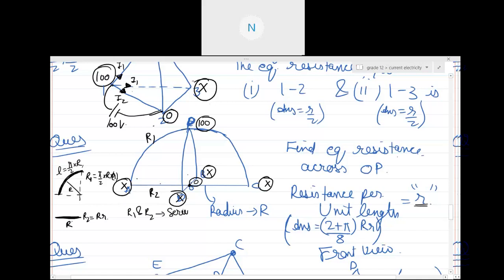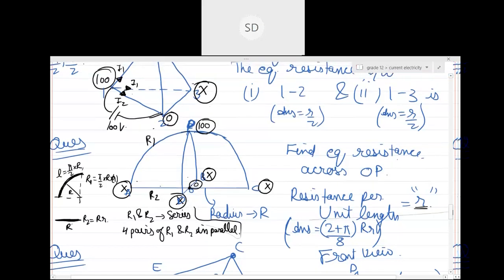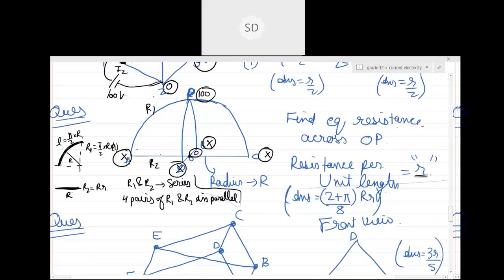So do you need my help after this? No, sir, then we can solve it. I think this is more than enough hint, right? So R1 is pi by 2 R into R, and R2 is R.